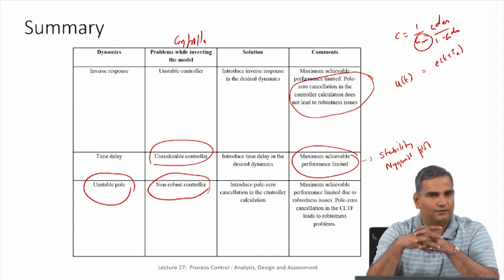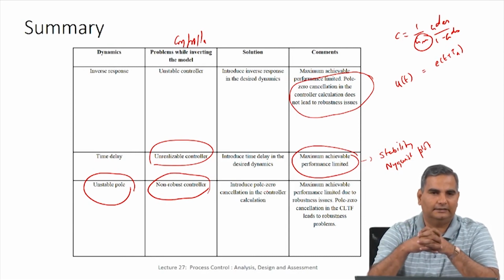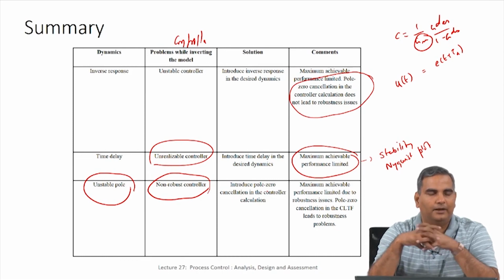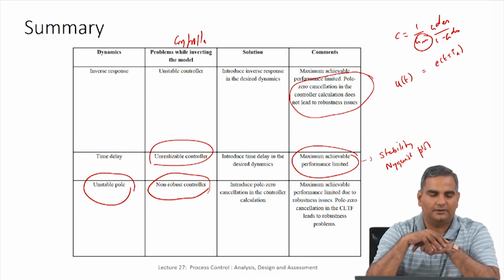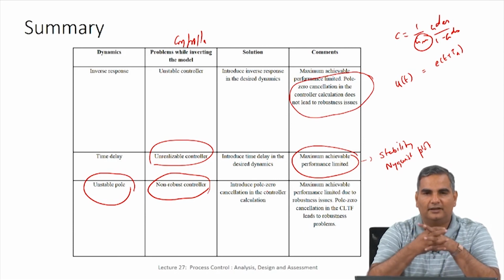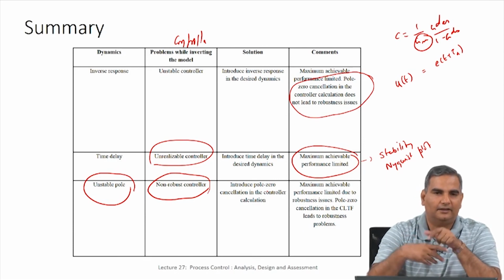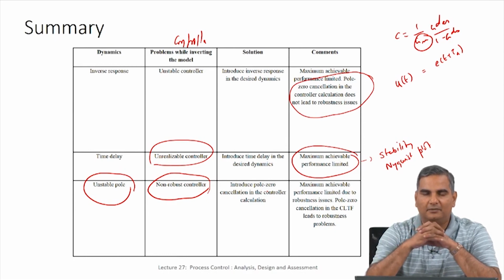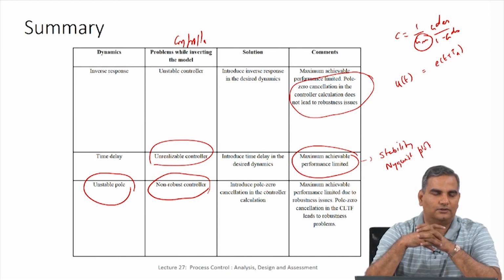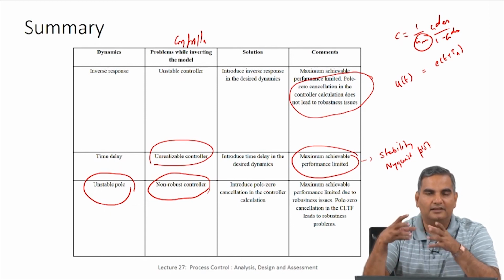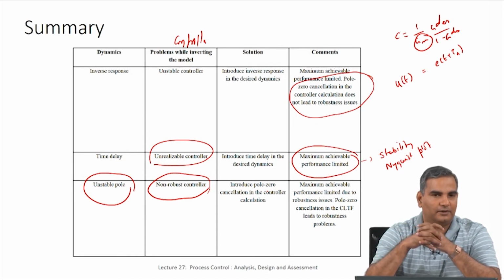However, if I have to add certain things to my G desired because of the dynamics, then we say that I have some performance limitations that are introduced because of this difficult dynamics. In the inverse response case, I am forced to add an inverse response in my G desired. In the time delay case, I am forced to add a time delay in my G desired, and in the unstable process case, I am forced to add extra poles and zeros in my G desired. So, there are certain constraints that are placed on G desired, and I have to adhere to those constraints, and that is where the performance limitation comes from.